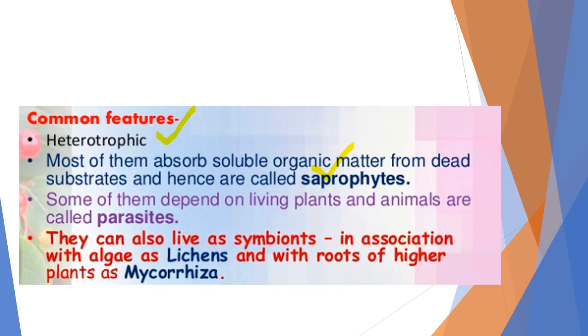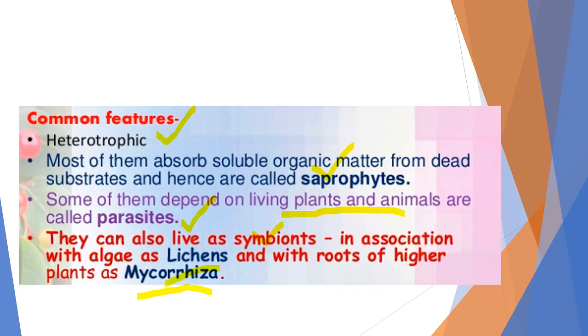Okay, and some of them are parasites. What is a parasite? They depend upon other living organisms or plants for getting their food. Then another one is the word symbiont. Symbiont means it requires association. That means two organisms have to be associated with each other, then only they can survive. So the best example is lichen, and the second example is mycorrhiza.